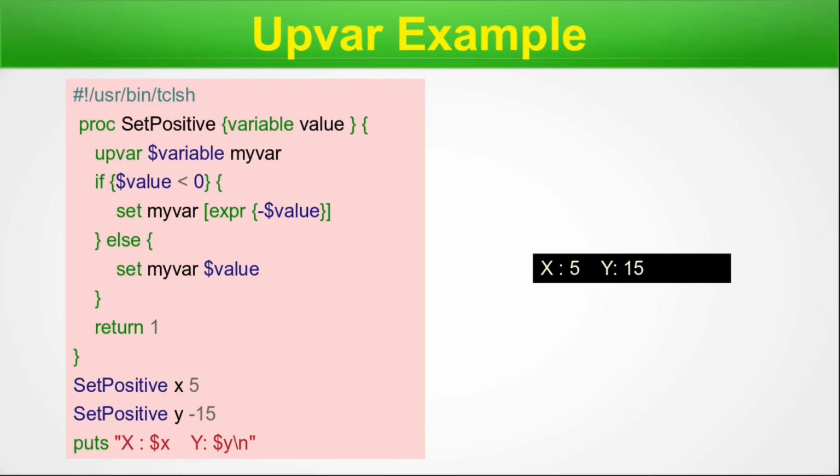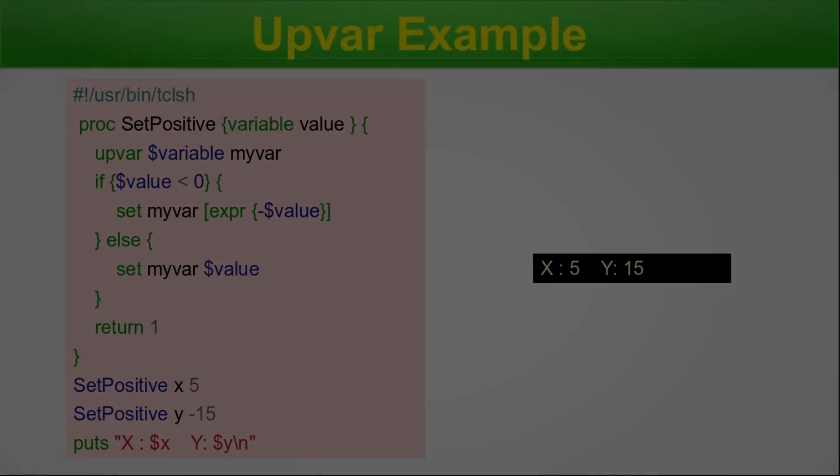So you can see here we are using call by reference, and the original variable is changed. The value stored in the original variable is changed. This is the purpose of the upvar. You can use it. I think we are done with this particular section.